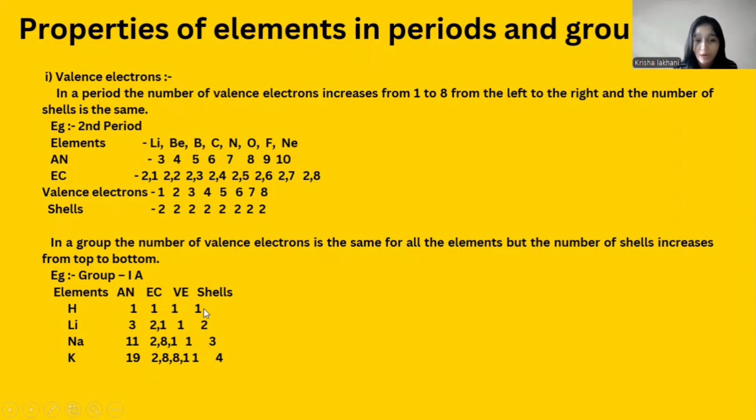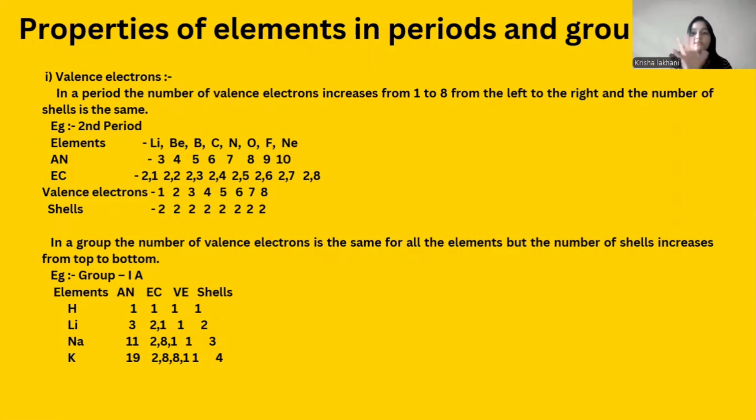How many shells are required? 1, 2, 3, 4. Why is it so? See, 1, 2, 3, 4. So 4. 1, 2, 3. That is why 3. 1, 2. That is why 2. 1 shell. Shell means what? The orbits.